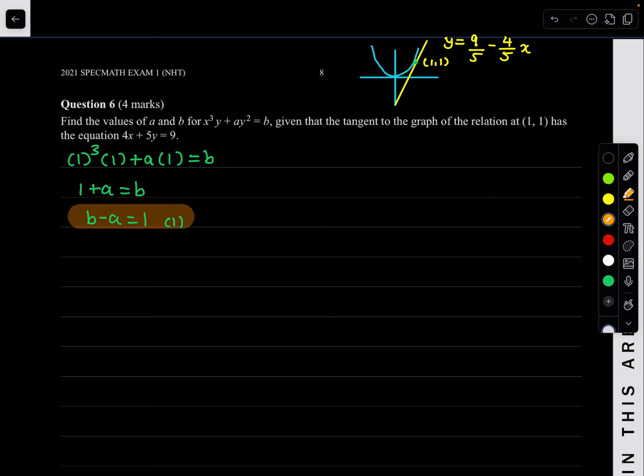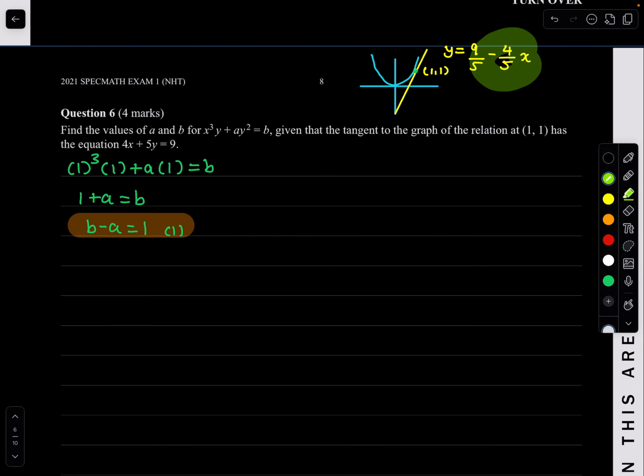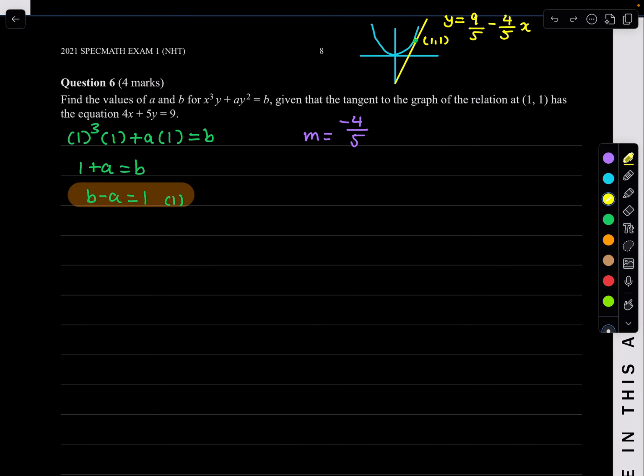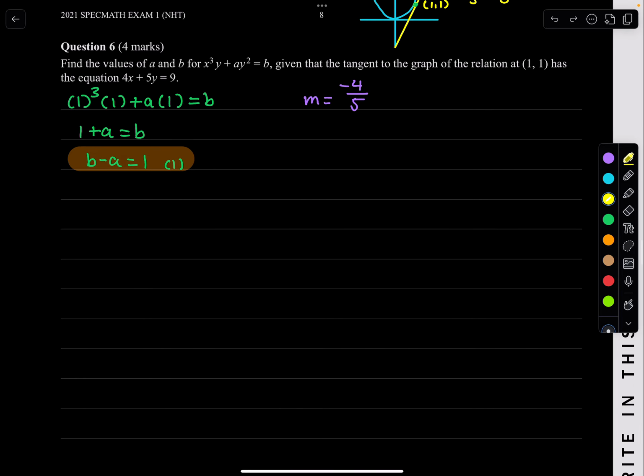The other equation is really easy because, what's the gradient of this straight line? Well, we know it straight away, it's negative 4 over 5. The gradient is just negative 4 over 5. So why don't I implicitly differentiate this, find the gradient and sub that in there? Okay, so let's differentiate this.